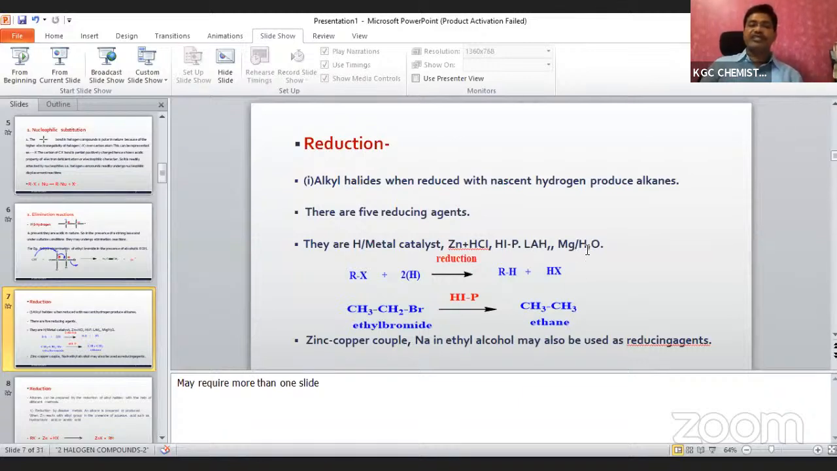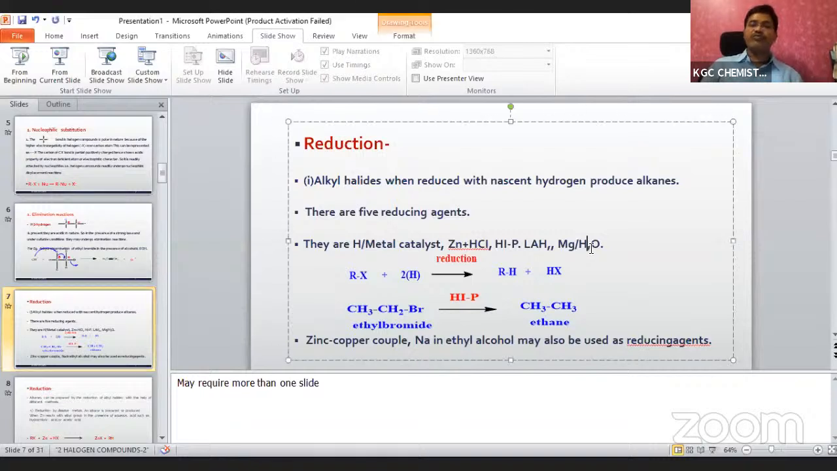Magnesium and H2O. Here, this is going to be the H2O. Among any of these reagents, either Zn/HCl, hydrogen iodide with red phosphorus, or lithium aluminum hydride, this is what we call magnesium in water. What happens with these four reagents?